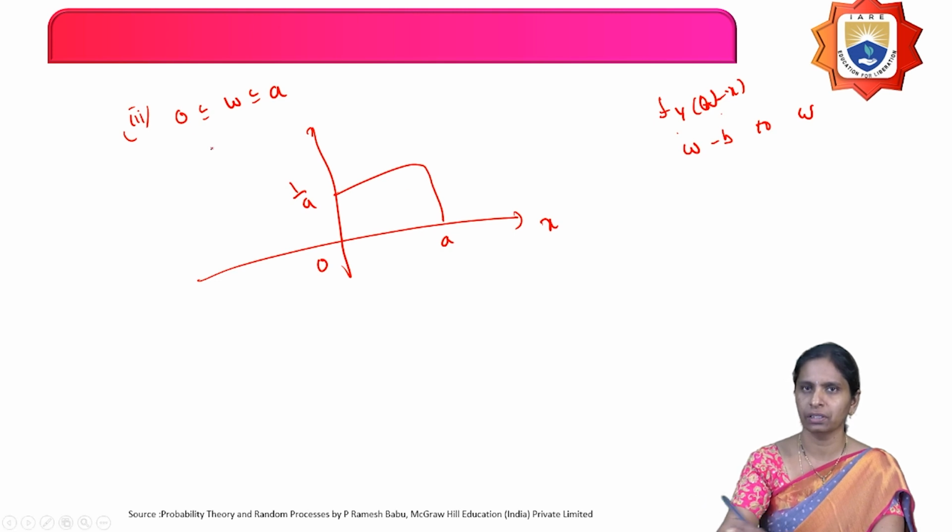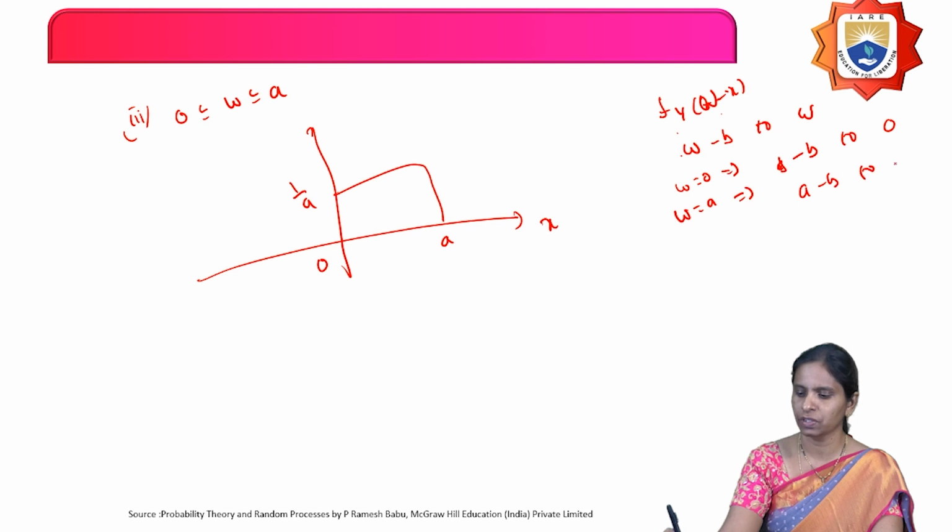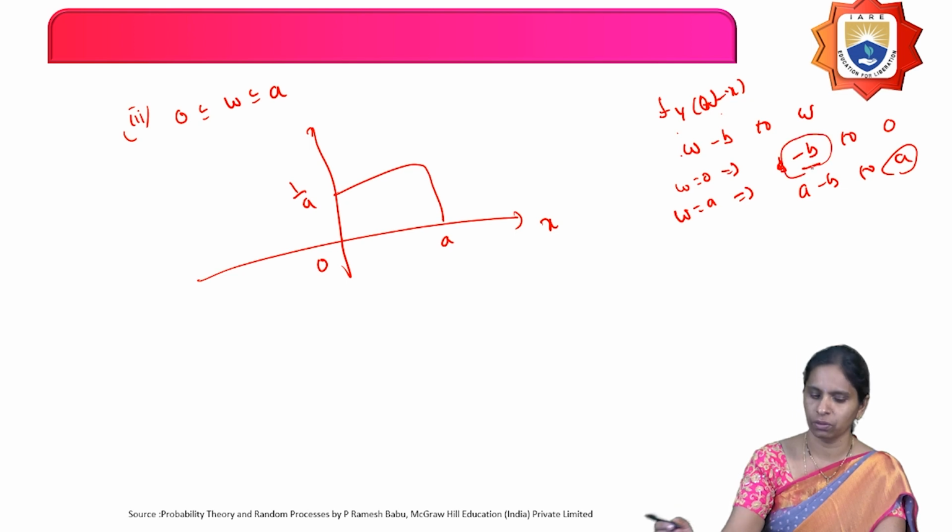So what is w here? The range equals to 0. So when w equals 0, it exists from where to where? 0 minus b, nothing but minus b to 0. When w equals a, it exists from a minus b to a. It means it may be any value. What is the lower limit here? Minus b, you have to take the negative value.